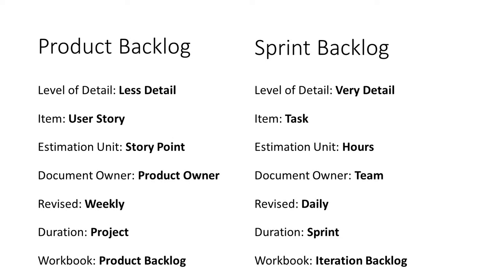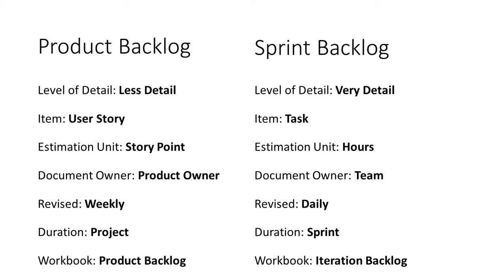So here is the major difference between product backlog and sprint backlog. The first difference between the product backlog and the sprint backlog is the level of detail. The product backlog is of less detail, while the sprint backlog has much more detail. The product backlog has items, user stories, and on the other hand, the sprint backlog has tasks, as you have seen in the previous picture.